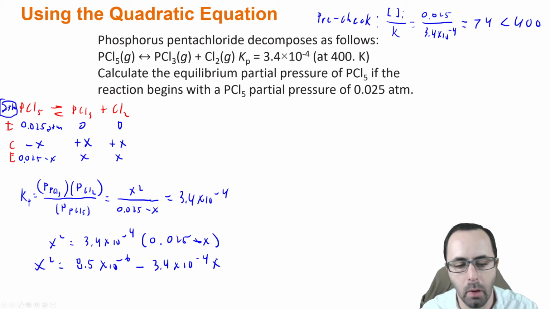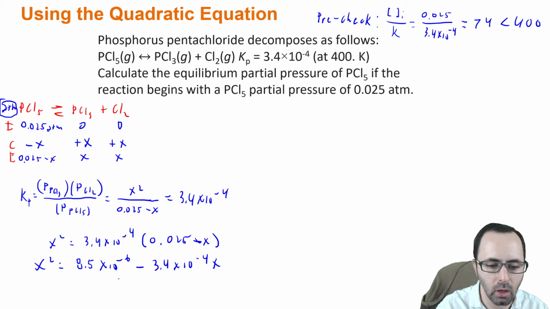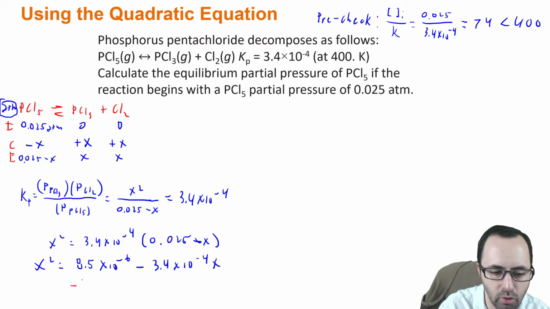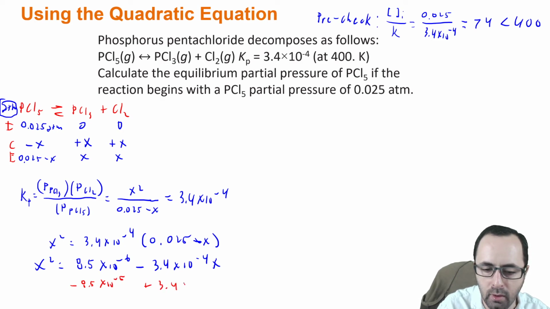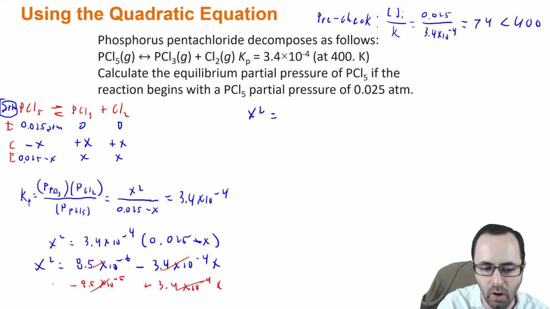Okay. Now remember, we've got to get our quadratic equal to 0 to be in the quadratic form. So what we're going to do here is add 3.4 times 10 to the minus 4 x to both sides, and we're going to subtract 8.5 times 10 to the minus 6. So I'm just going to write that so you see it. So we're subtracting 8.5 times 10 to the minus 6, we're adding 3.4 times 10 to the minus 4 x, and so these will cancel. And we're going to add the same things to the other side. So overall, we get the equation x squared, and we're going to subtract this from this side too.